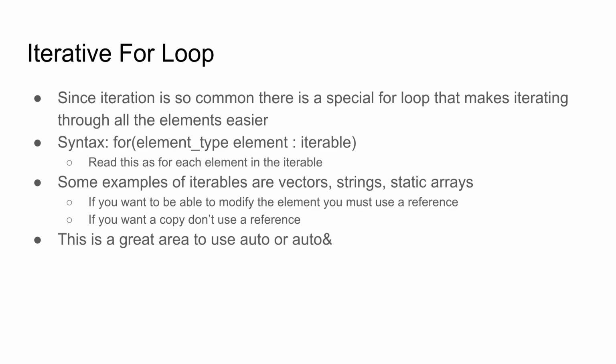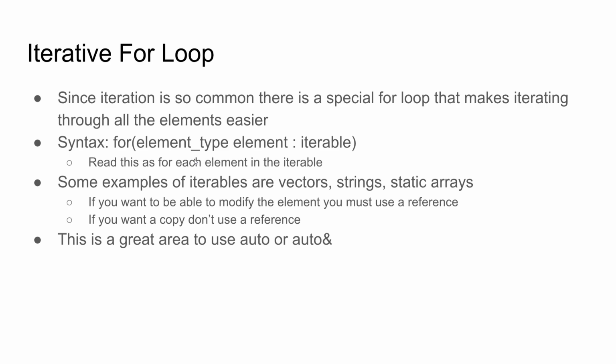But you may not like iterators. What's really nice is C++ now offers a way to do the same thing using the iterative for loop that looks a lot like Python's for loop. And so you can say for element type name colon iterable. So it reads a lot like the Python for loop. For each element in the iterable, you're going to go through the elements and pick them out.